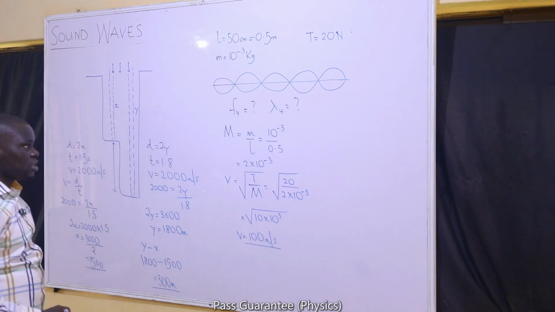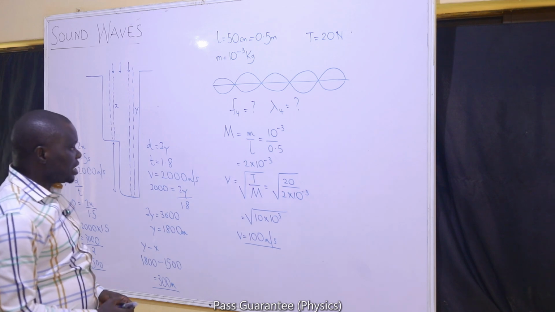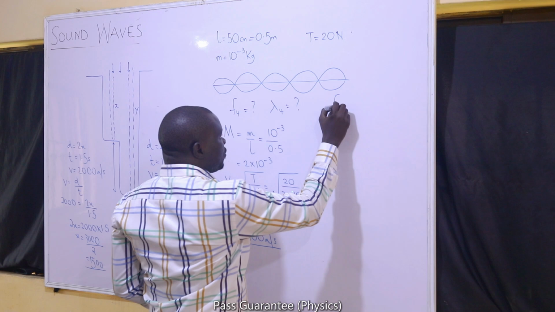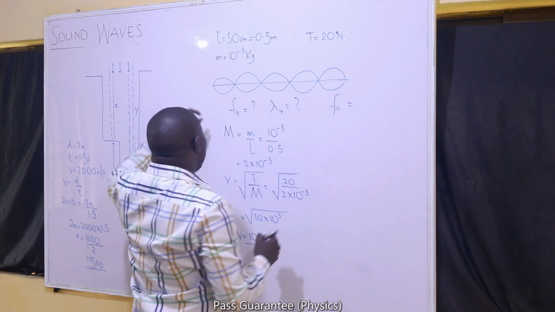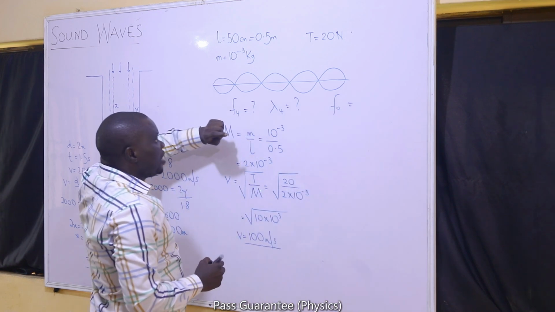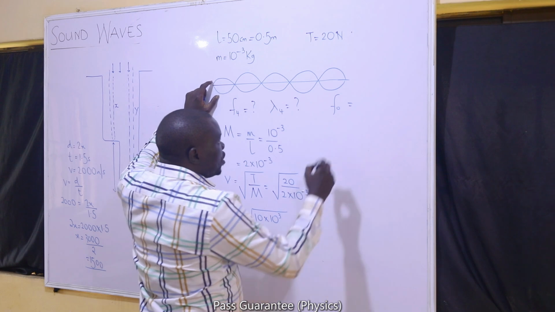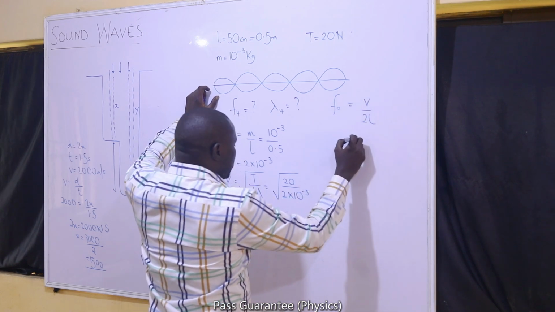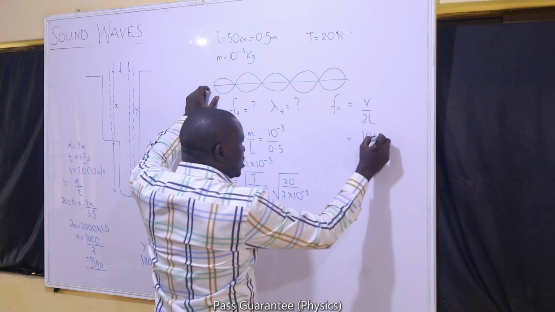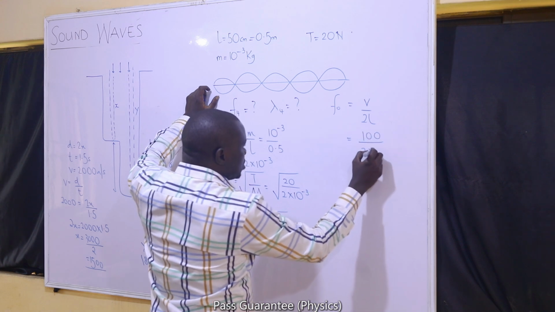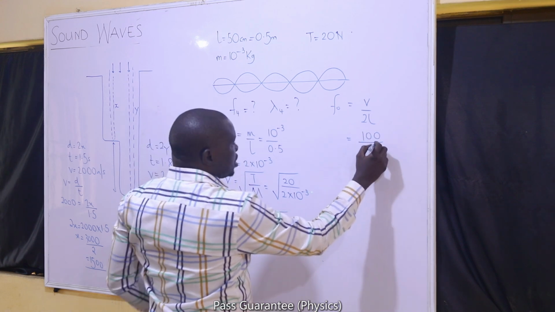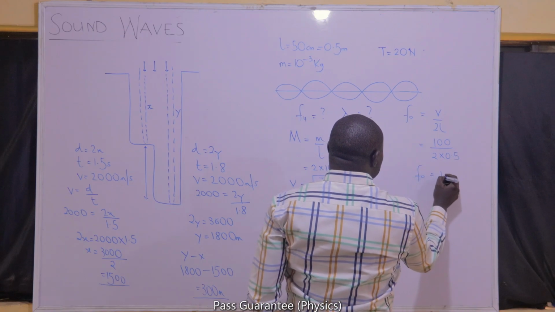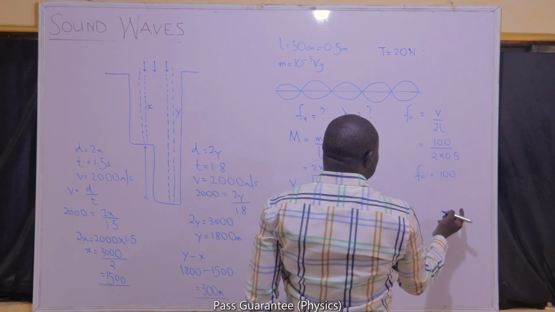If that is our velocity, then we can find our F naught. Always know the formula for your F naught, the frequency of the fundamental vibration. For a string, we got it to be V all over 2L. That will be V, 100, divided by 2 times the length, and the length is 0.5. So F naught must be equal to 100 divided by 1.